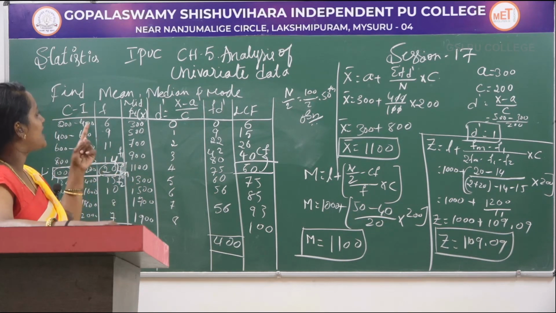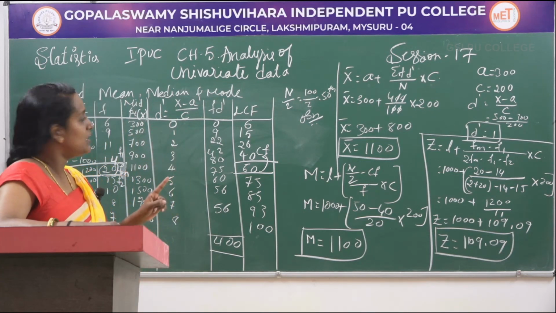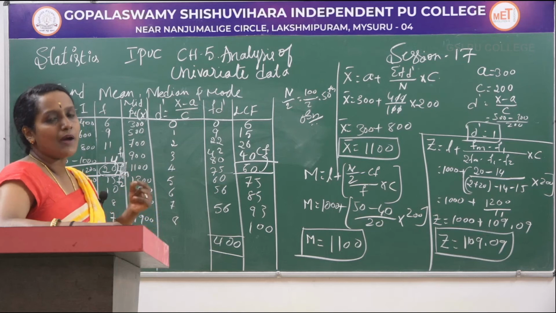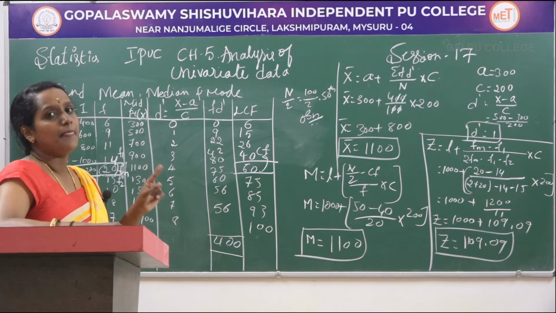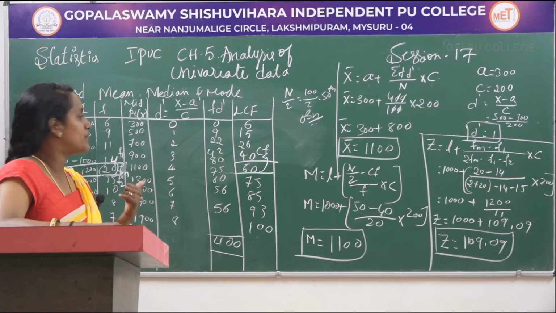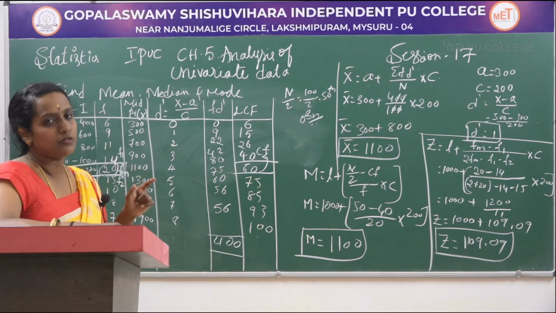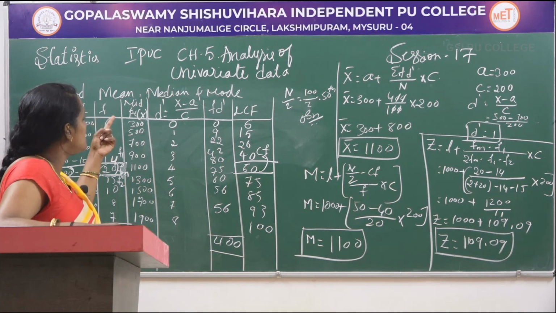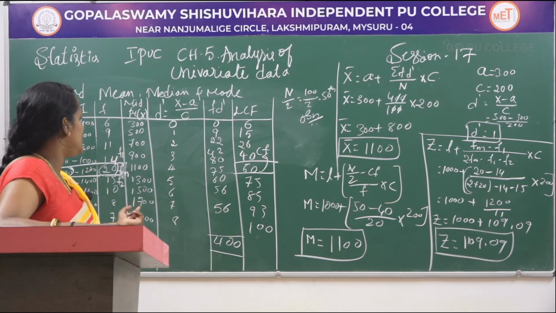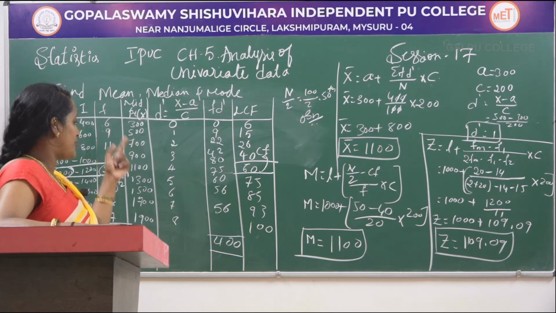So d dash is (x minus a) by c. Here a is the assumed mean, that is I have taken the least value in the midpoint, that is 300, and c is the width of the class interval, that is 200. To find the width of the class interval, we have to subtract the lower limit from the upper limit, so that you will get the width of the class interval. The next step, after taking the deviation d dash, the values we got are 0, 1, 2, 3, like that. Next we have to take the product of f into d dash, and we have to take the summation of that and the f summation also.